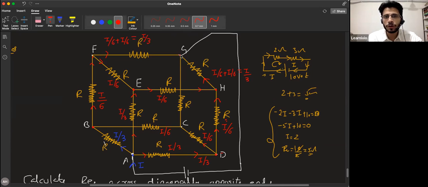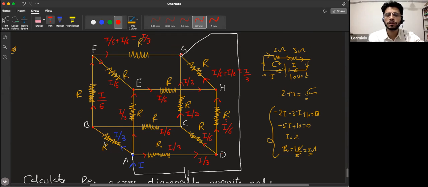Same thing will follow here. See, from C, is there any current coming from C? Yes, I by 3. Same will happen here. I by 6 and I by 6 will combine to give I by 3. I'm writing I by 3 directly.